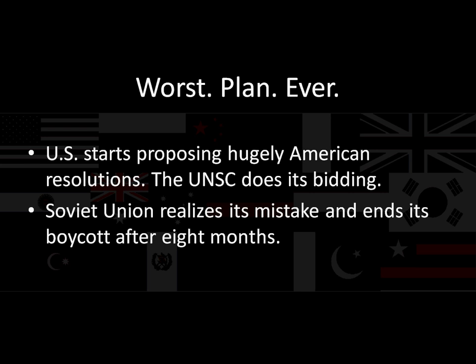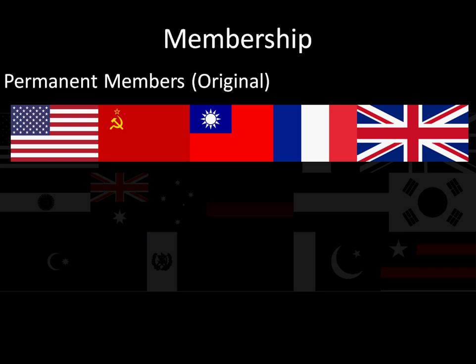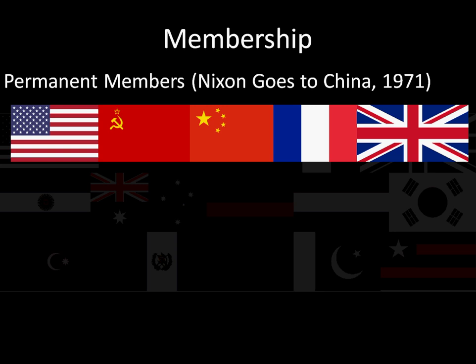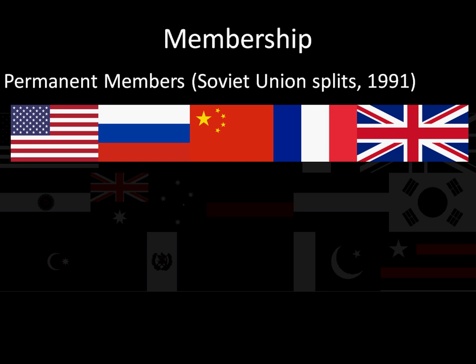And so this is eventually how the Security Council membership evolves. So we start off with the United States, the Soviet Union, Taiwan, the Republic of China, right there in the middle. That's the middle flag. You have France and the United Kingdom, and then it evolves from the Republic of China to mainland China when Nixon goes to China in 1971, and then finally the way we get to where we are today is the Soviet Union splits, Russia becomes the official successor state, and there you go, we have our current membership today.